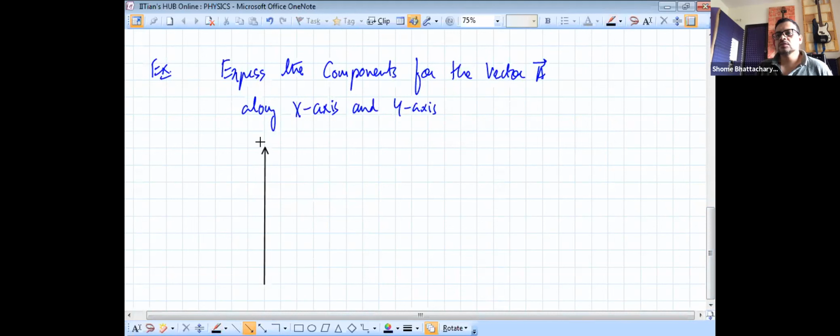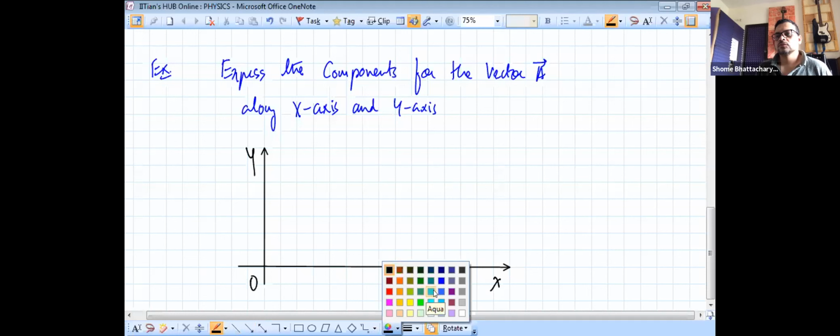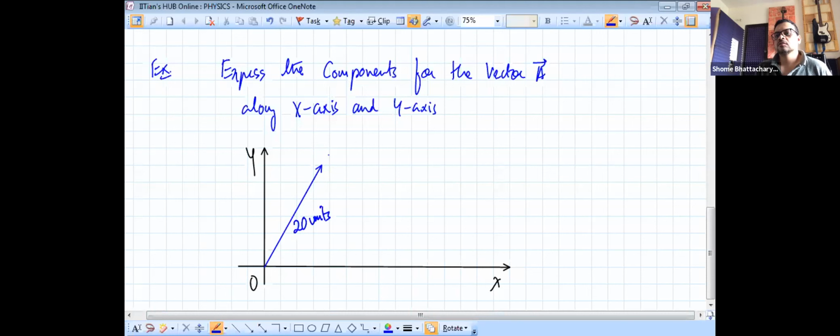with respect to some kind of coordinate frame which I've drawn. Now vector E is shown like this. It has a magnitude of 20 units, and this angle is given to us as 30 degrees. So we have to find Ex and Ey. Just quickly work this out so that we can move on to the next thing.